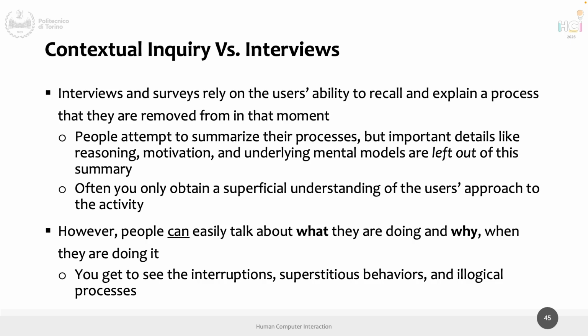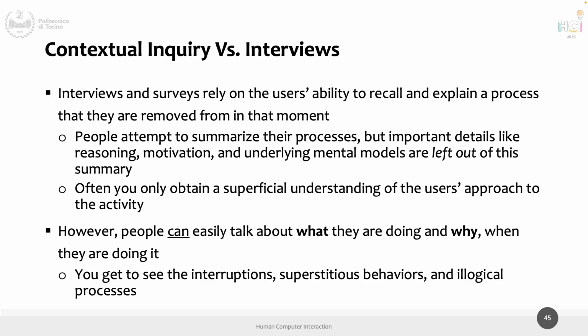So you're not detached from the process for the moment, but you are in the moment in the process. Of course, you need to go, everyone, to a room. That's not easy or doable in some cases, but still, that's also similar to an observation. So people attempt to summarize what they do, but some details can be missed. Some details about tools, but also about reasoning, motivation, mental models are left out because it's recalling by memory.